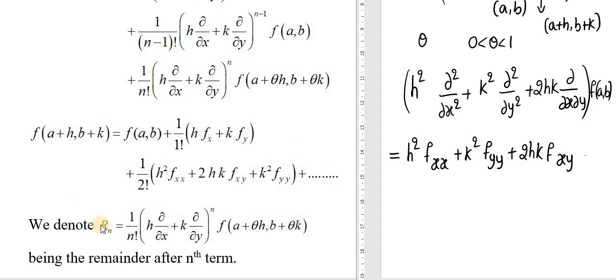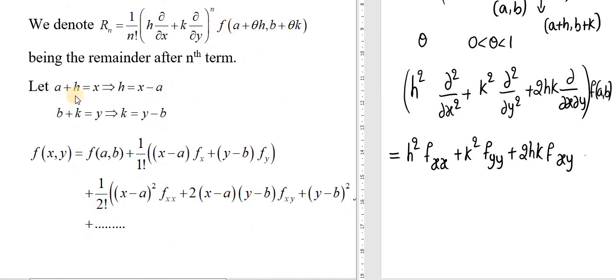We denote Rn. Rn is equal to 1 by n factorial h dou by dou x plus k dou by dou y whole power n f of a plus theta h, b plus theta k. That means this n plus 1th term is called Rn. Observe, here also they mention the same thing. This is the remainder after nth term, because this is the nth term. This is after the nth term means this one only. This value is called Rn.